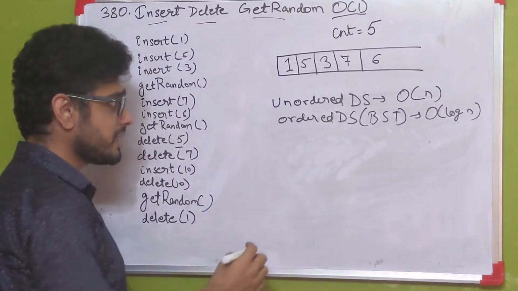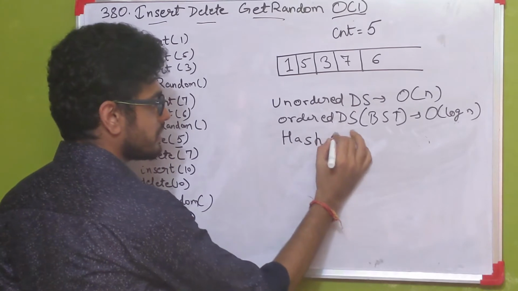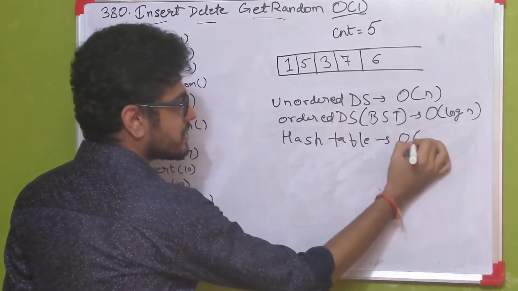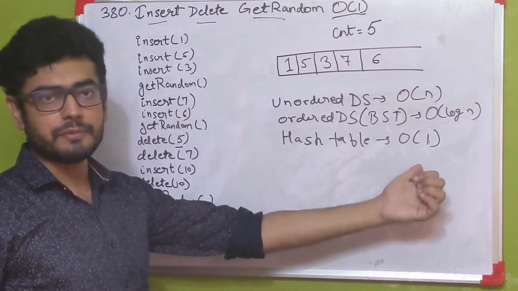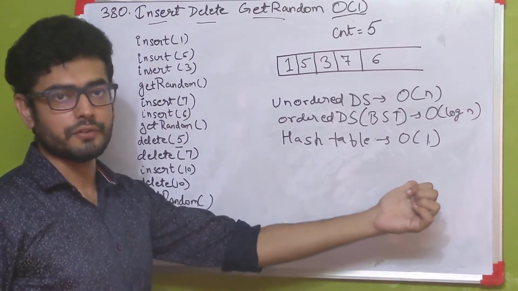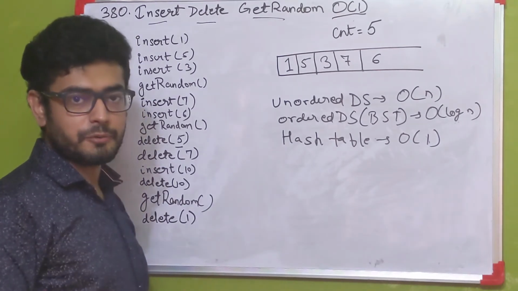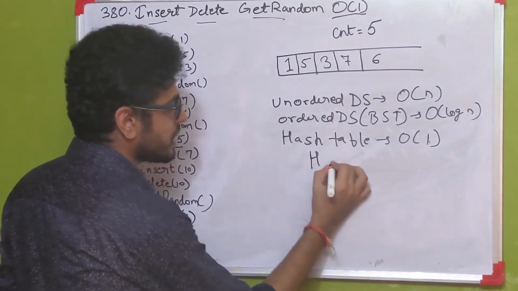The third type of data structure available is the hash table. A hash table is capable of finding an element in just O(1) time complexity, and this is exactly what we were looking for. A hash table is implemented in different ways in different programming languages. In Java specifically, you can use a HashMap.